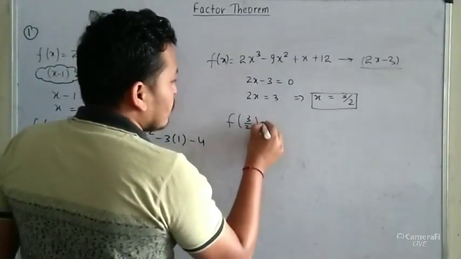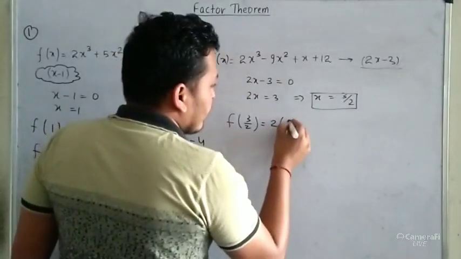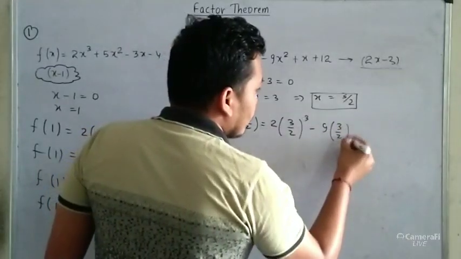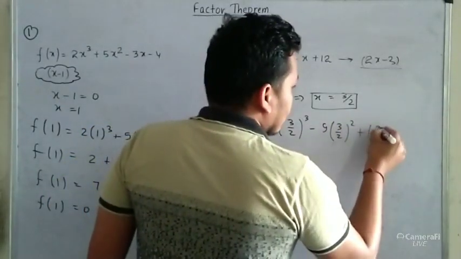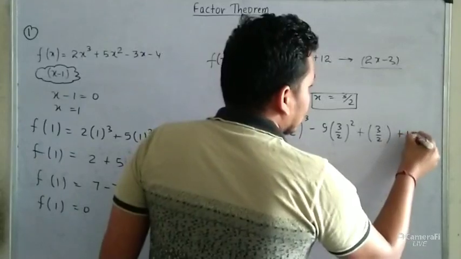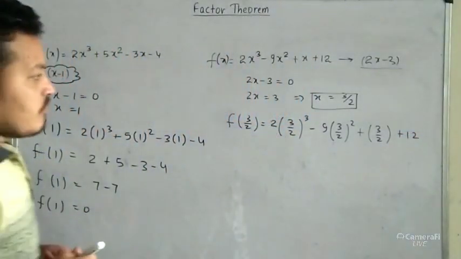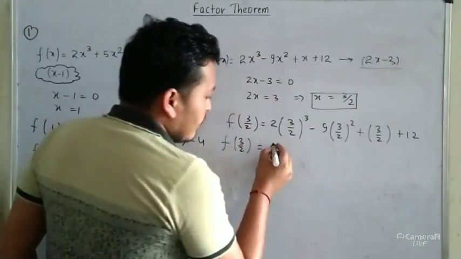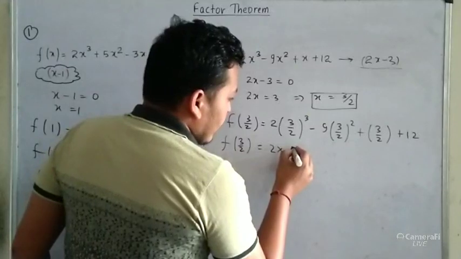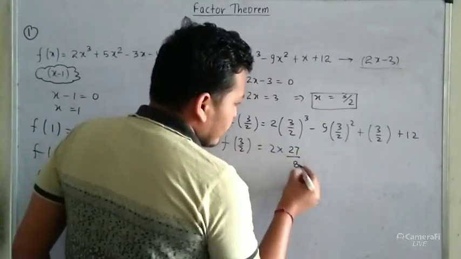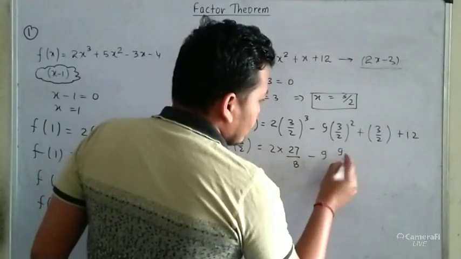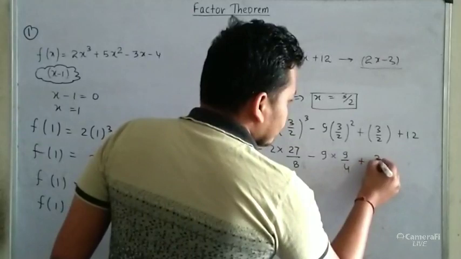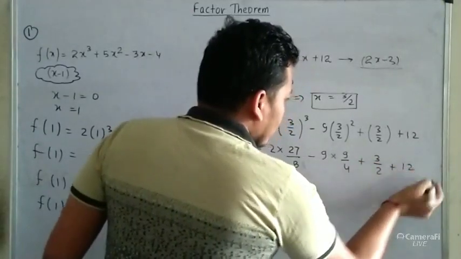So x is 3 by 2: f(3/2) is equal to 2 into (3/2) whole cube minus 9 into (3/2) whole square plus 3 by 2 and then plus 12. Okay, this is the value of f(3/2). On solving everything here, this is 2 into 27 upon 8, minus 9 into 9 upon 4, plus 3 by 2 and plus 12.